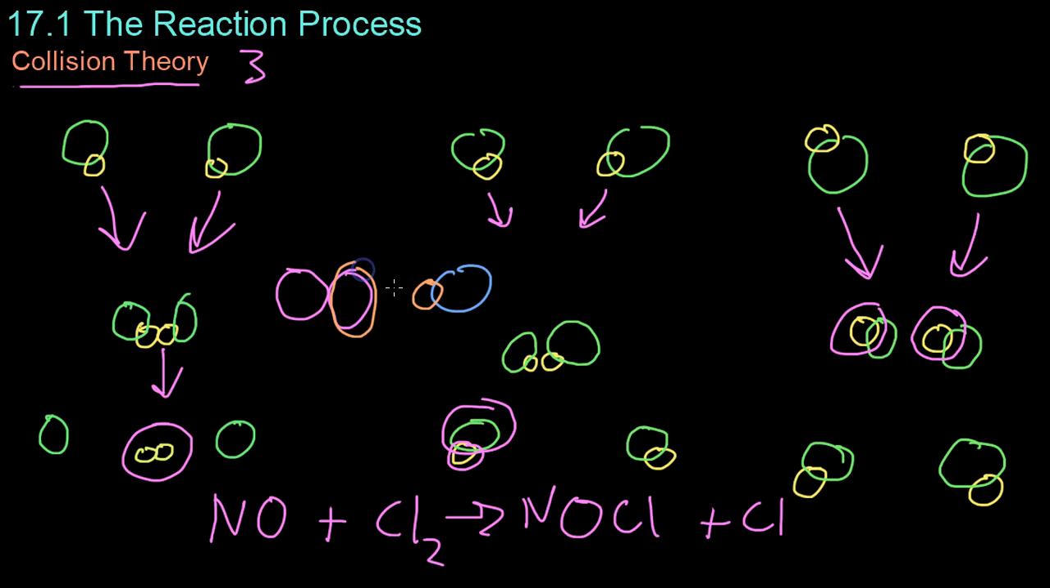This chlorine will only join this group if it hits the oxygen side. If it were instead to come around and hit the nitrogen side, the nitrogen isn't electronegative enough to take away the chlorine from the oxygen.